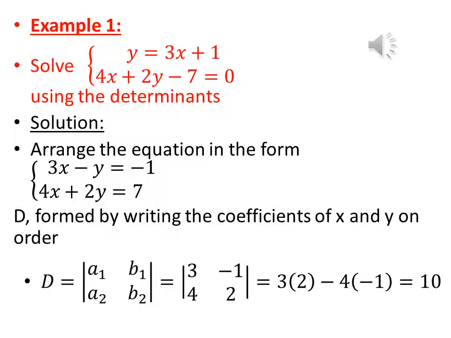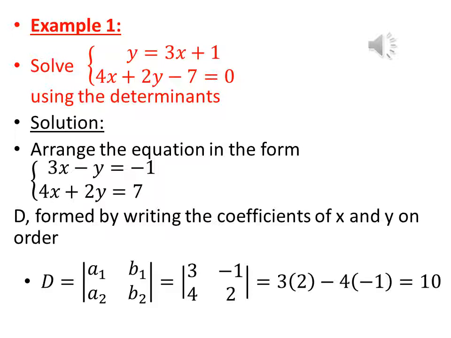The second equation is arranged already, 4x plus 2y, but we have to move minus 7 from left to right. So the equation is 4x plus 2y equals 7. So we have two equations we want to solve. The first equation is 3x minus y equals minus 1. The second equation is 4x plus 2y equals 7.